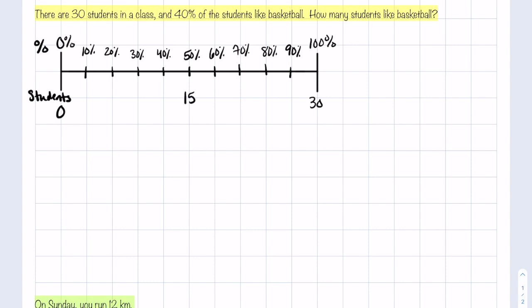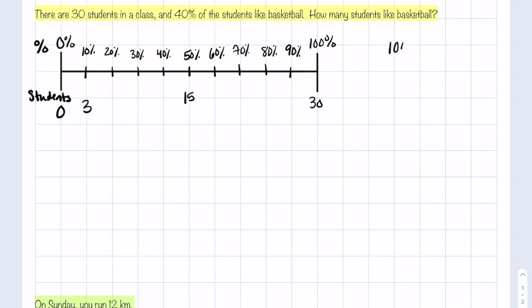And then it's going to be helpful for us to figure out what 10% is. Now you could do that one of two ways. You could think of my entire class is 30 students, and we're splitting it into 10 equal pieces. So we need to take the 30 students and divide it by 10, since we have 10 increments. So 30 divided by 10 is 3, so 10% is 3 students.